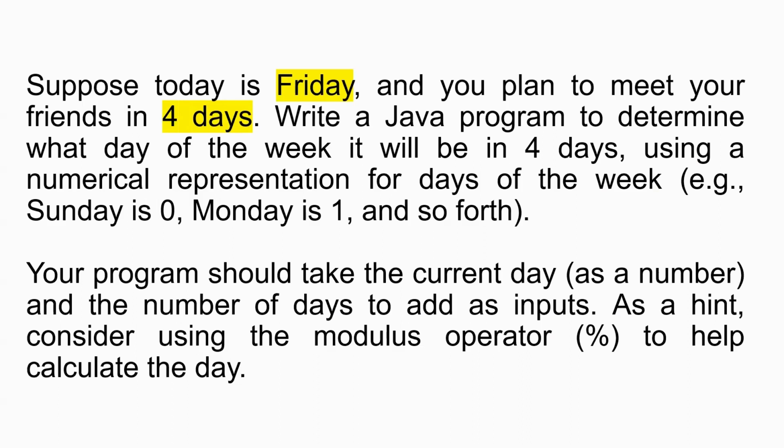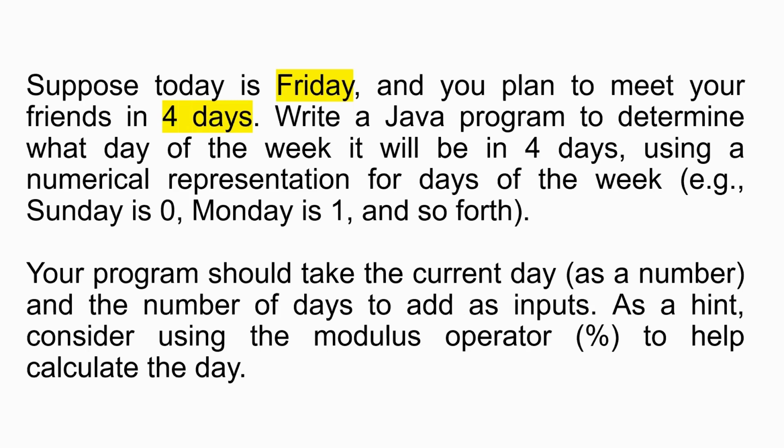But before we move on to think about how we can solve this, actually you can just do a simple calculation here. For example, today is Friday. You are going to meet your friends in 4 days. So 1 day, that will be Saturday. 2 days, that will be Sunday. The 3rd day will be Monday. And the 4th day will be Tuesday. So by doing a simple calculation, you know that if today is Friday and you are going to meet your friends in 4 days, that will be Tuesday. So the answer should be 2.